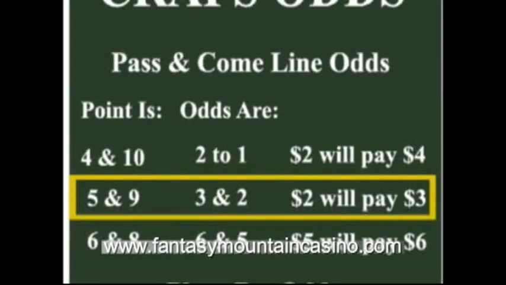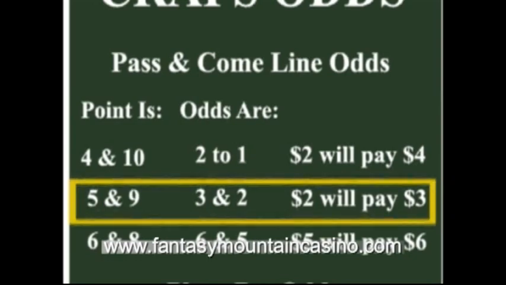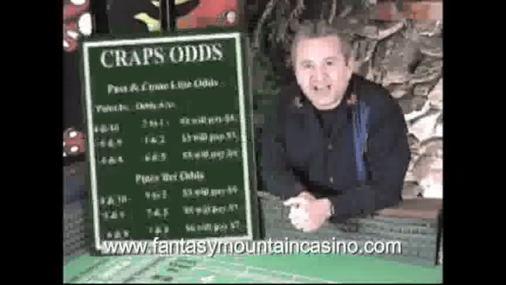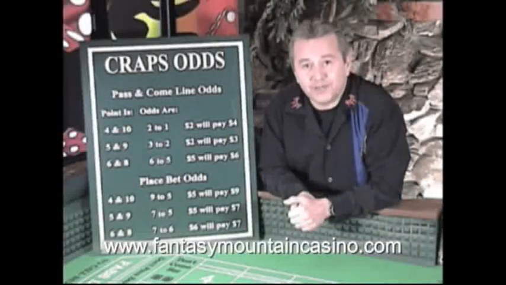Alright, let's check out the 5 and the 9. The odds are 3 to 2. Remember, 1 1/2, like a blackjack payoff. You put 2, you get 3. You put 4, you get 6. Alright, 6 and 8. The odds are 6 to 5. So, you bet 5, you get paid 6. You put 2 5s, $10, you get paid 2 times 6, $12. See how that works?